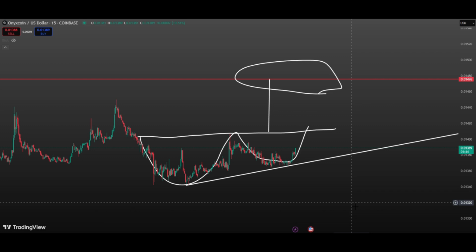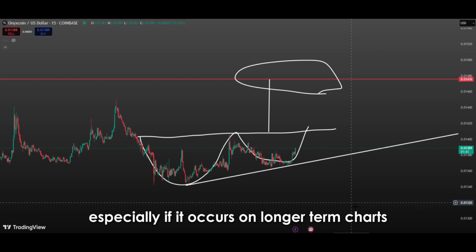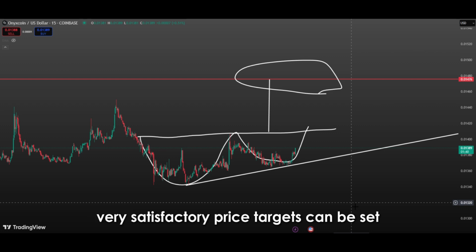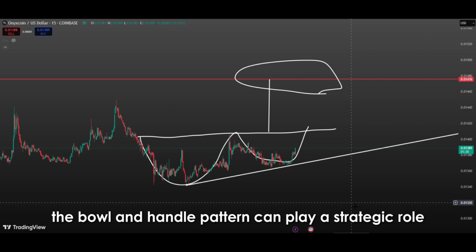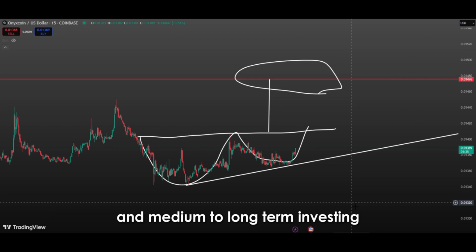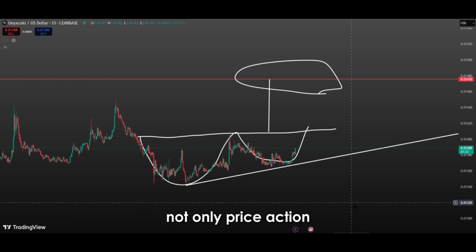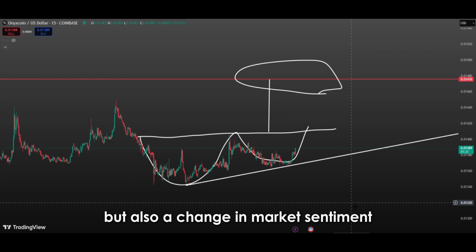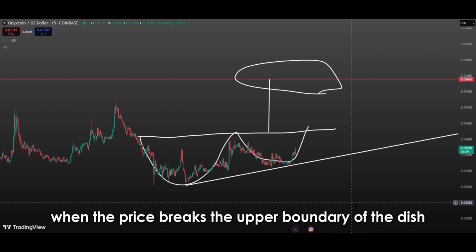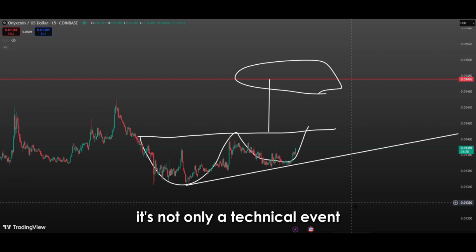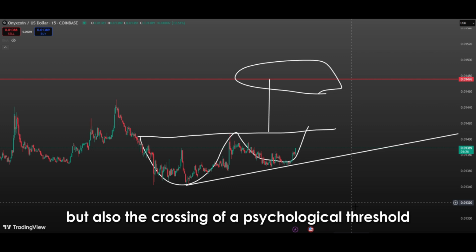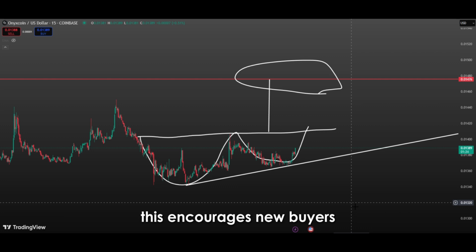strength with volume support. If the pattern works, especially if it occurs on longer-term charts, very satisfactory price targets can be set. Therefore, the dish and handle pattern can play a strategic role in both short-term trading and medium to long-term investing. Moreover, the completion of the pattern indicates not only price action but also a change in market sentiment. So when the price breaks the upper boundary of the dish and breaks out to the upside, it's not only a technical event but also the crossing of a psychological threshold. This encourages new buyers and the uptrend gains momentum.